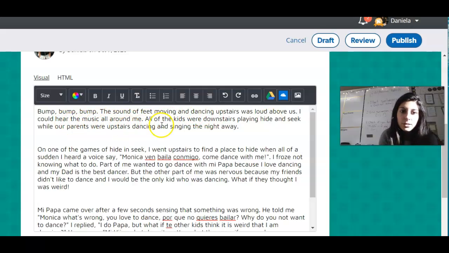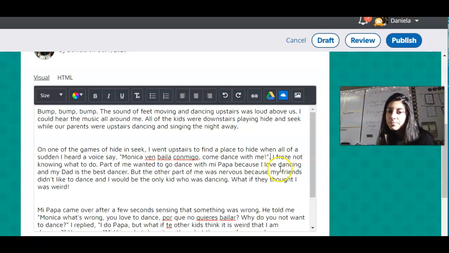I could hear the music all around me. Period. Done. All of the kids were downstairs playing hide and seek while our parents were upstairs dancing and singing the night away. Period. Done. On one of the games of hide and seek, I went upstairs to find a place to hide when all of a sudden I heard a voice say, "Monica, ven baila conmigo!" Come dance with me. And look, I had an exclamation point for the talking and the period because I finished my sentence.